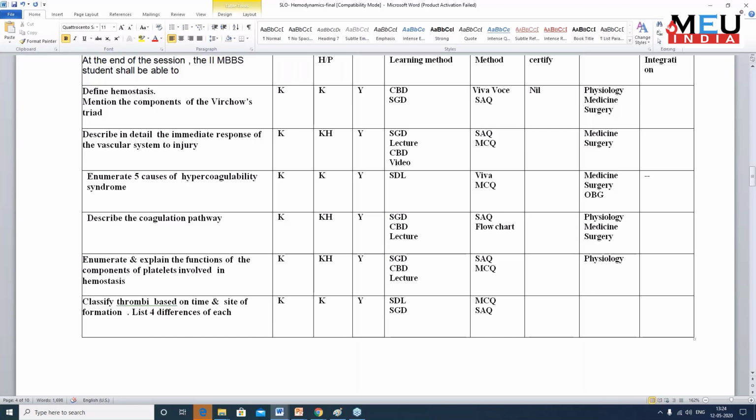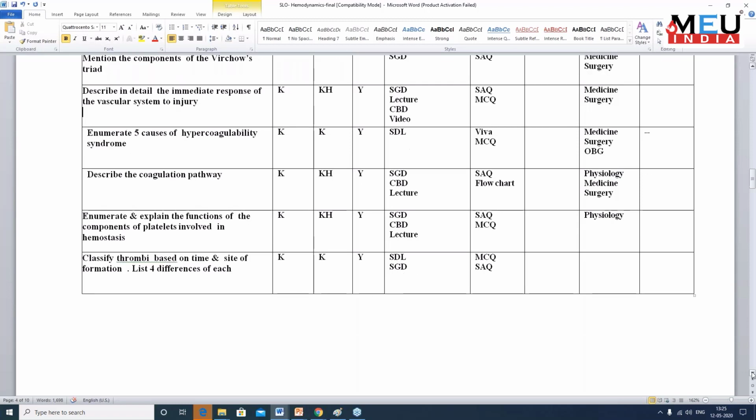So 5 causes of hypercoagulability syndrome is sufficient, I feel, and SDL is enough, as they just need to know the names, and we can assess it based on viva voce and MCQs. Describing the coagulation pathway is going to take a lot of time, and it needs a proper detailed explanation. So small group discussion or an interactive lecture using more flowcharts or videos to demonstrate it is necessary, and we can assess it based on short essay questions or MCQs.